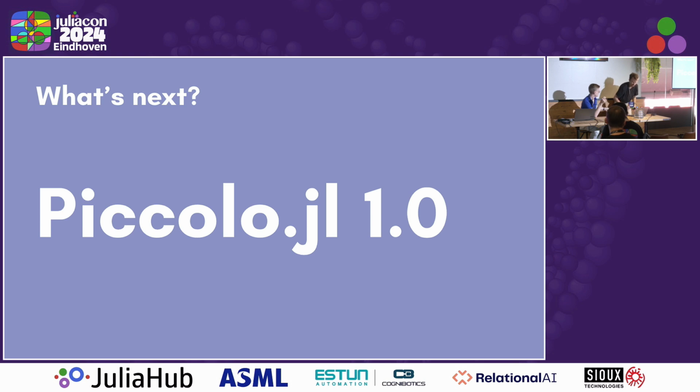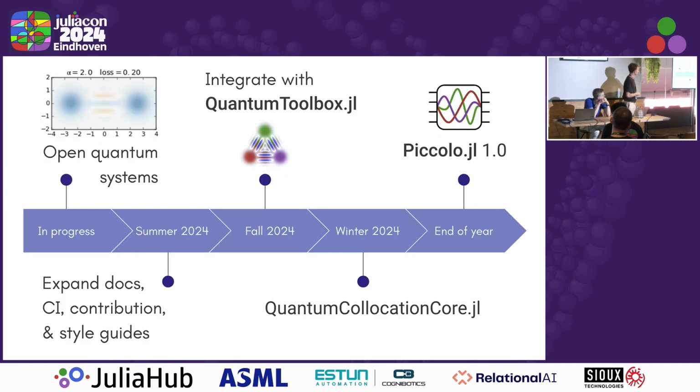We are shooting for a 1.0 version of Piccolo.jl sometime this year, which is very exciting. This is basically our game plan for getting to that point. At the moment, we're working on open quantum systems. We have a couple of systems in mind that we want to test this on, specifically cat qubits, where you need to worry about the openness of the system.